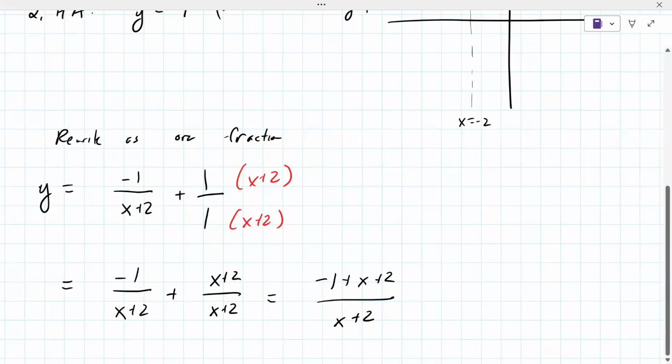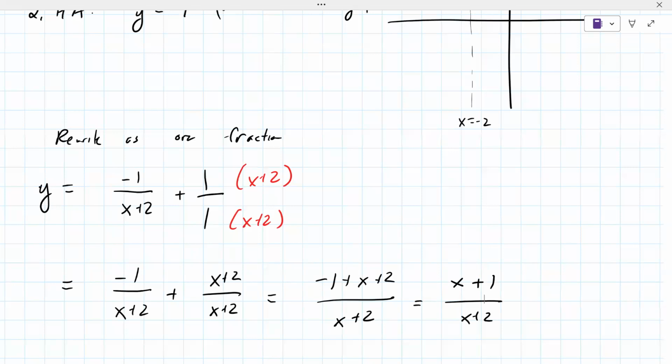Are there any like terms in the numerator? X and 2. So actually it's just the -1 and the 2. The x is its own thing. Okay. So x plus, what is -1 plus 2? 1. Okay. All right. So there's your reduced form.